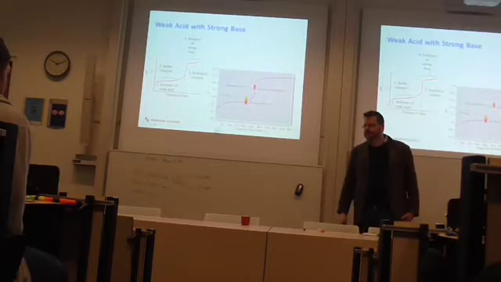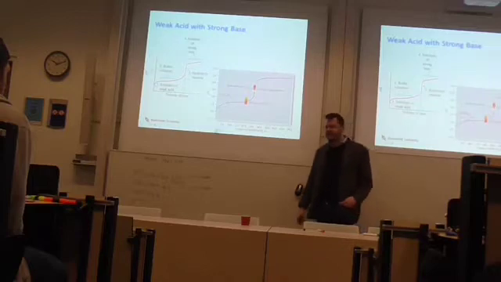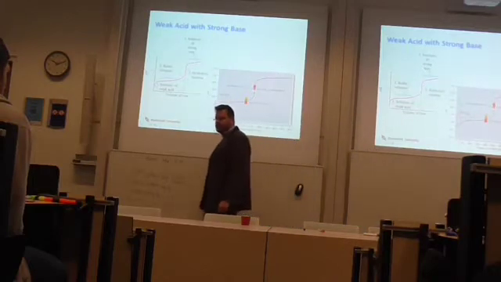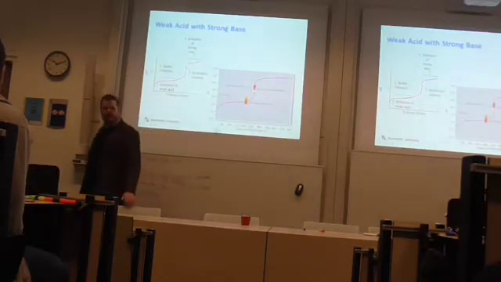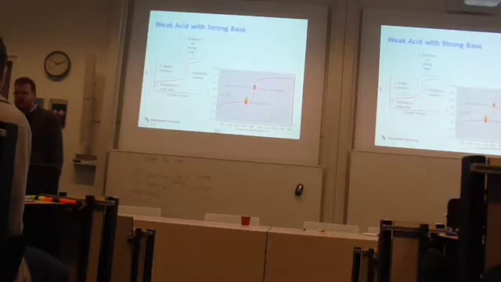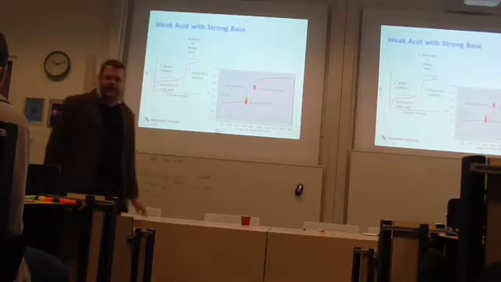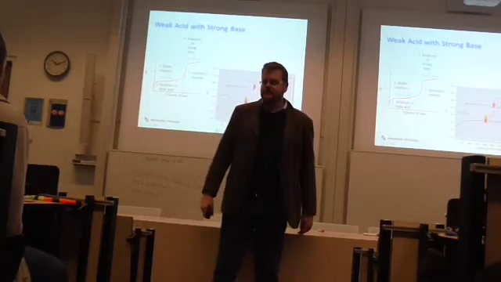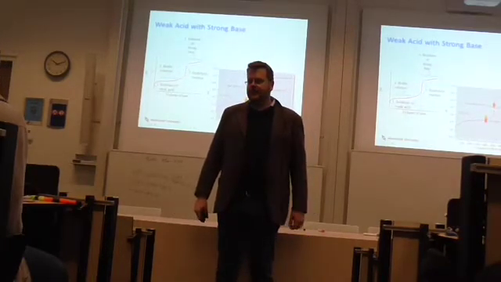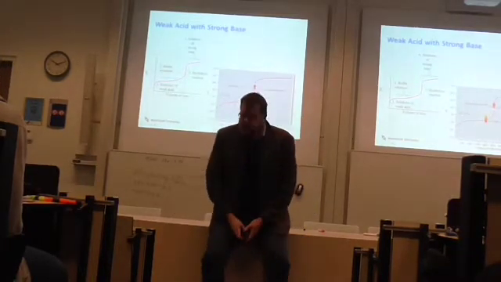Above or below 7? Weak acid, strong base. Sorry? Above 7. Why? The base doesn't have much neutralized after the acid, so we have more base concentration than acid.